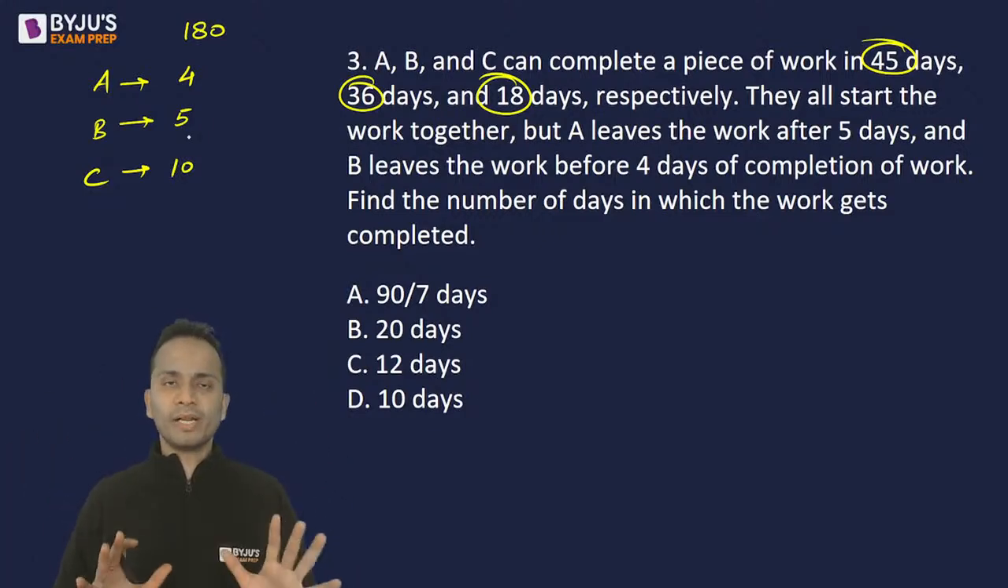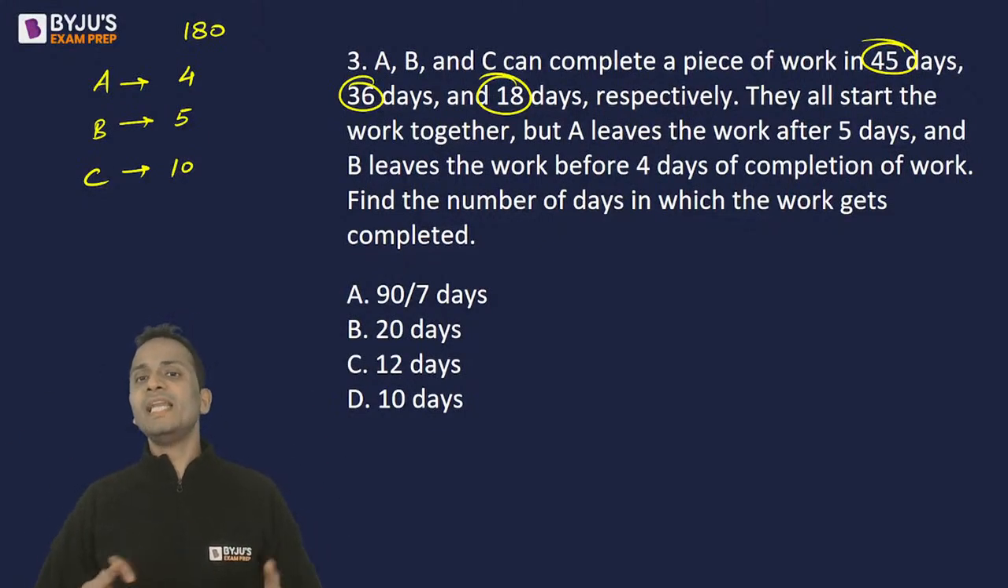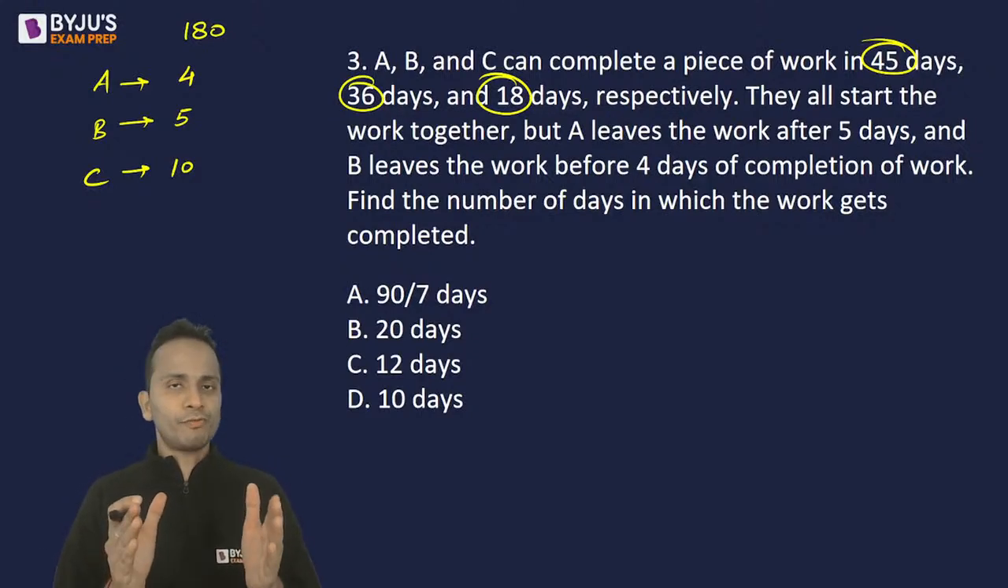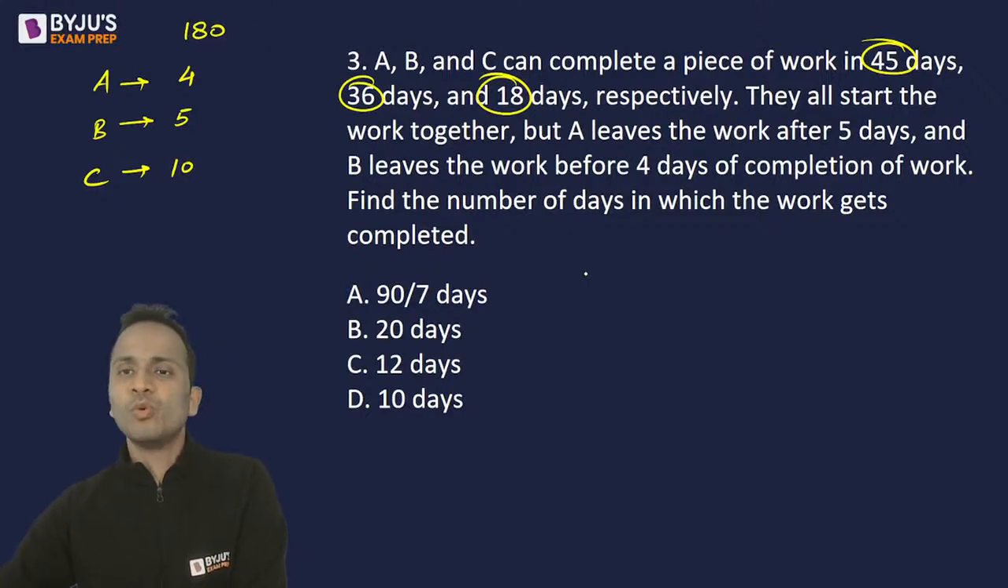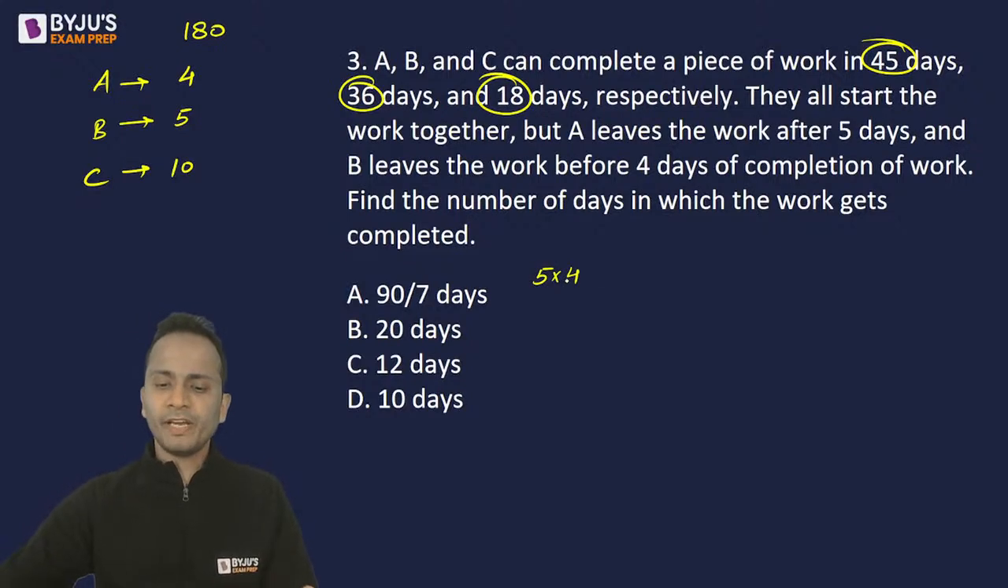Now all of them are working. But A left the work after 5 days. So that means A worked for 5 days and he left, right? So we'll write the 5 days work of A. Now the 5-day work of A will be 5 times the 1 day work of A. The 1 day work of A is 4, so I'll multiply it by 5.